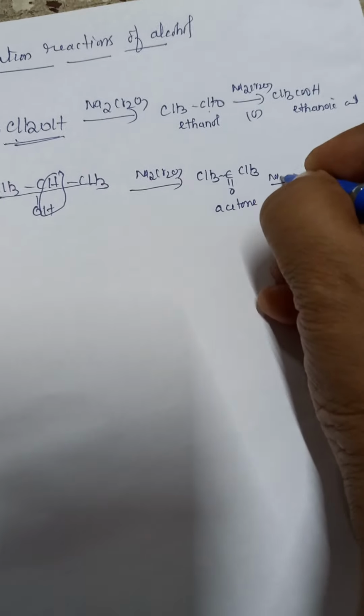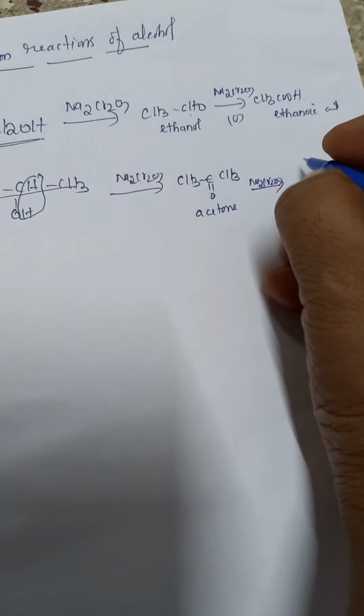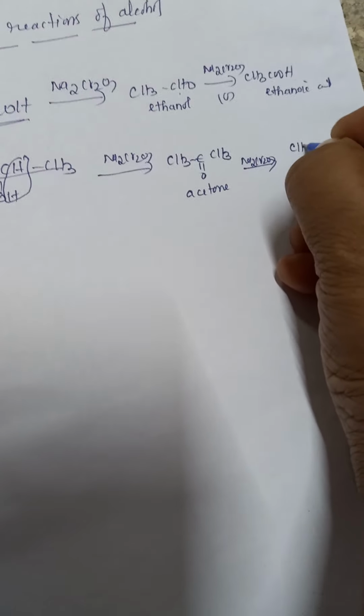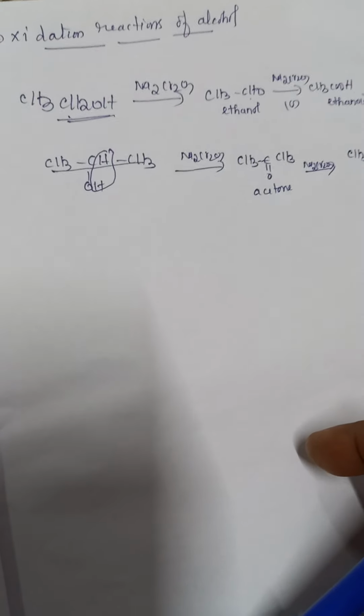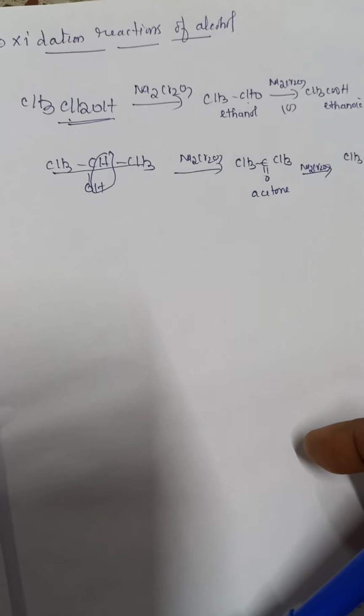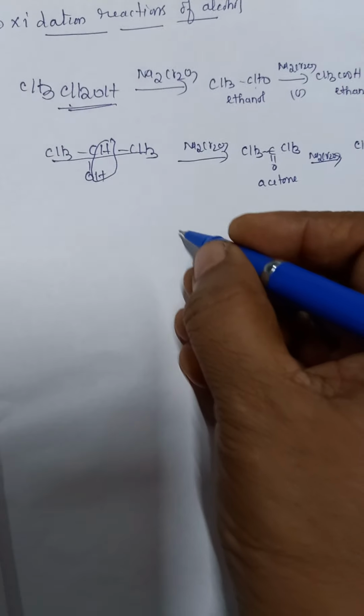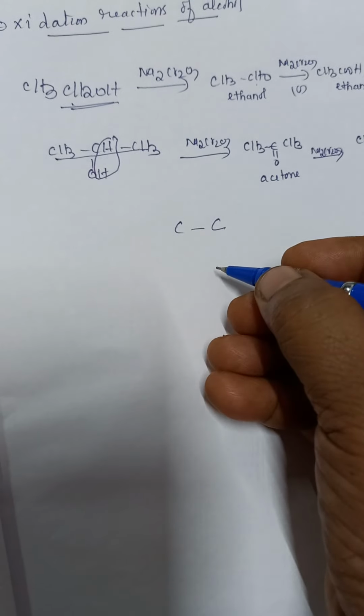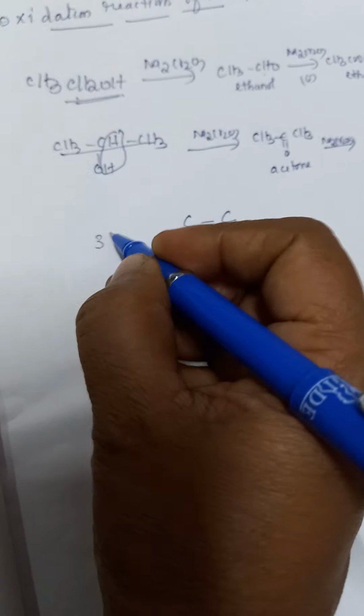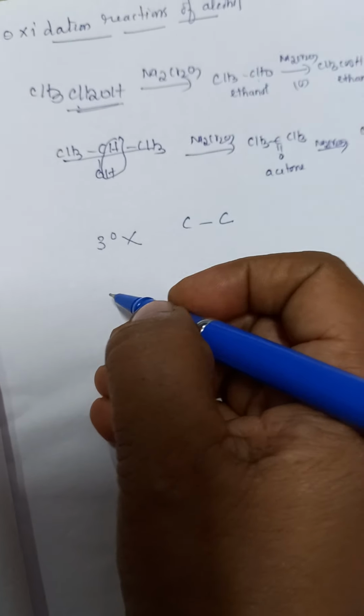And this is once more oxidized with sodium dichromate, Na2Cr2O7. It is converted to an acid, CH3COOH. Tertiary alcohols do not undergo oxidation reaction at normal temperature, but at elevated, very high temperatures, with the help of a stronger oxidizing agent, cleavage of the C single bond C takes place to give a mixture of carboxylic acids. Tertiary alcohol, no reaction at ordinary temperatures.